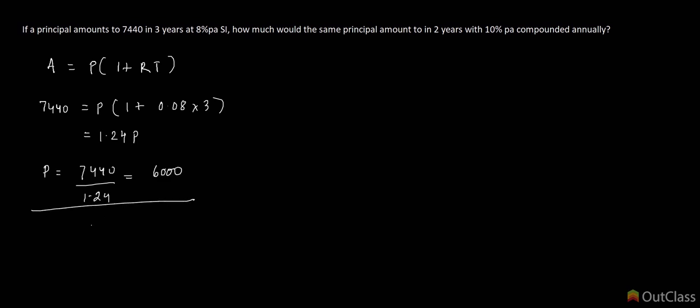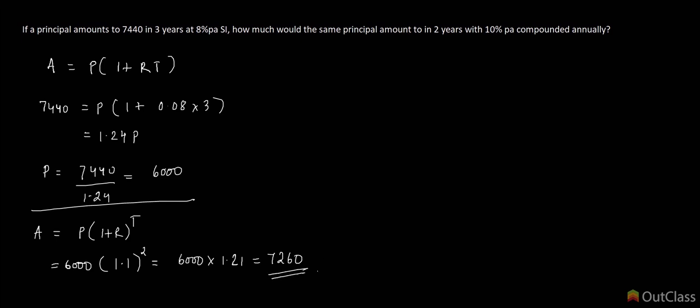Now you take the 6,000 rupees and you invest in compound interest at 10% per annum. So your amount is P into 1 plus R the whole raised to T, which would become 6,000 into 1 plus 0.1, 1.1, the whole squared, 2 years. That's basically 6,000 into 1.21, which turns out to be 7,260. And that's your answer.